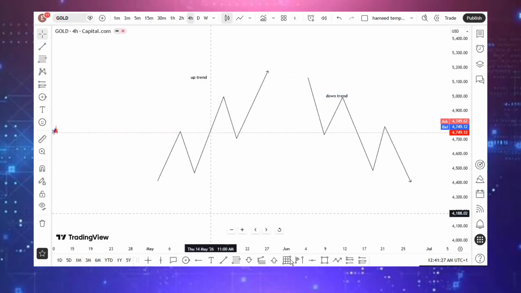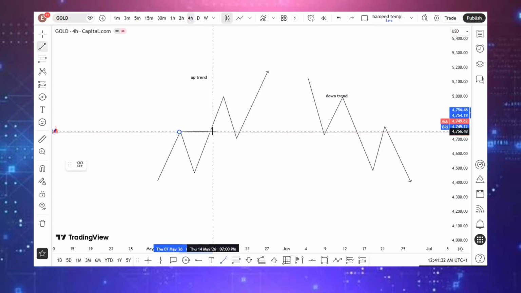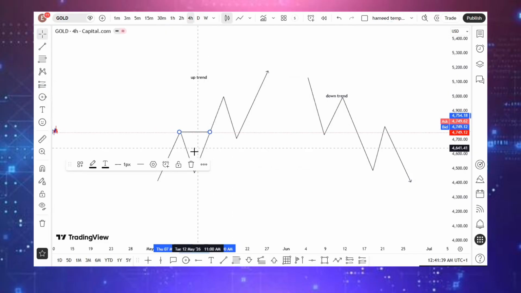Once we have this breakout structure like this, the market gives us a break of structure. Most traders think once we have a break of structure, we just have to enter a trade automatically. No, it's not done that way.